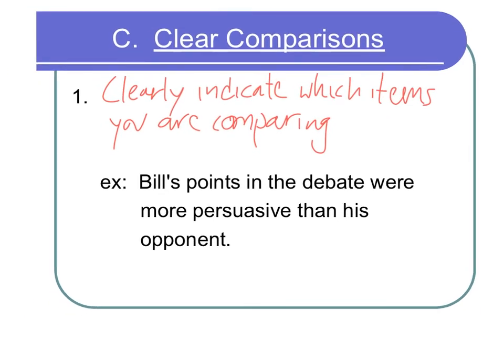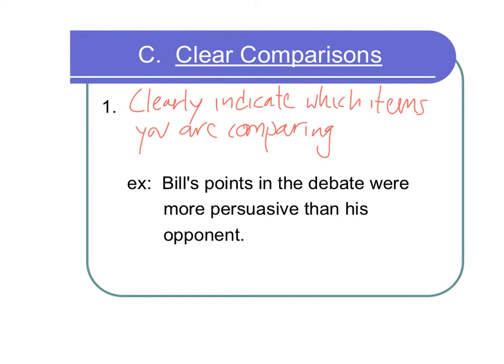And the important thing to remember here is you want to clearly indicate which items you are comparing. So this sentence is wrong because we're comparing, all right? If we read the sentence, Bill's points in the debate were more persuasive than his opponent. We're comparing points to opponent. Okay? It's not a clear comparison. We want to say Bill's points in the debate were more persuasive than his. So we'd fix this. We could fix it one of two ways.